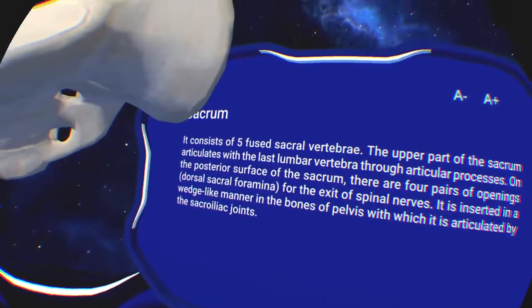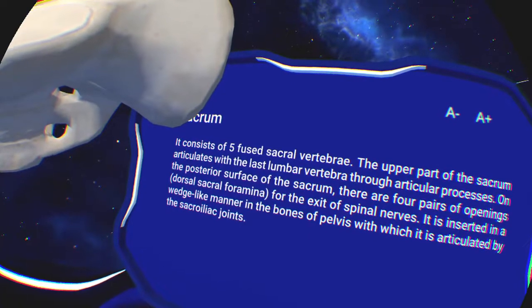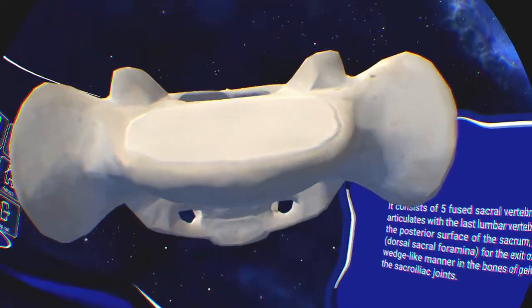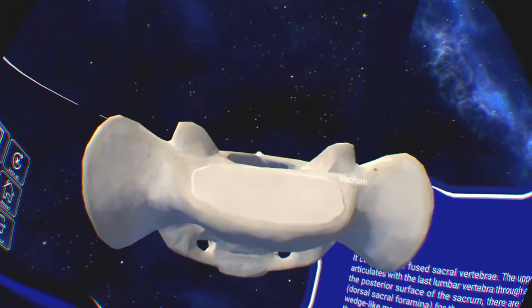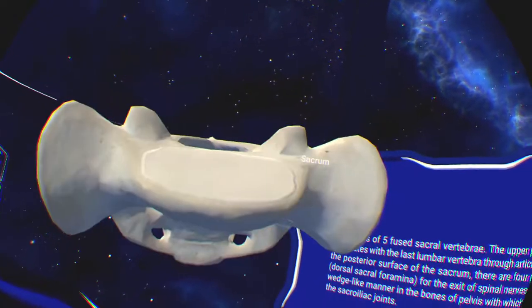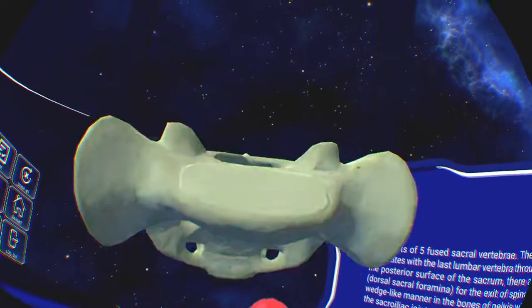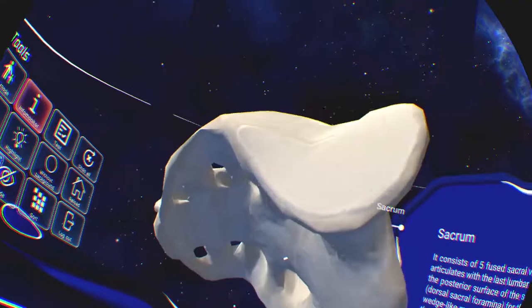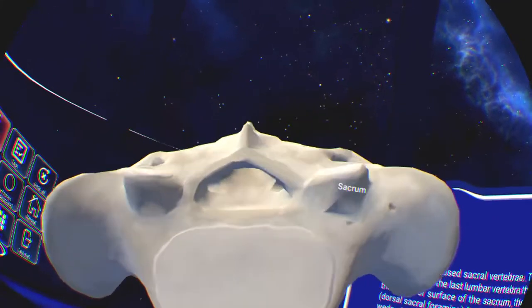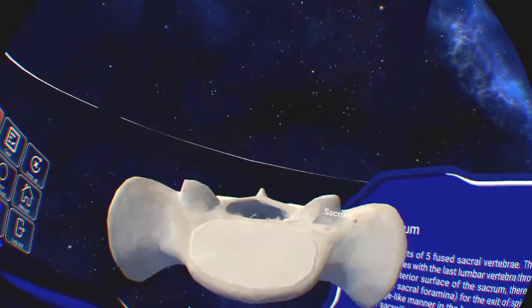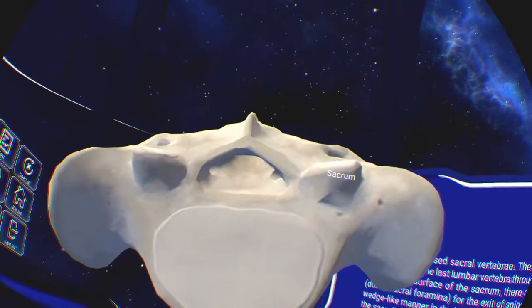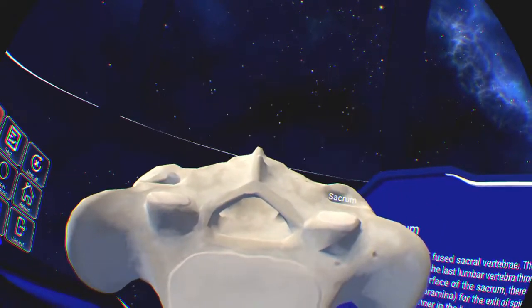All right. It consists of five fused sacral vertebrae, this section here. Is it big enough for you guys to draw? Is this a good angle? Yeah. Okay. Do you want me to turn it some kind of way, Aaron? Like this? No, up. No, down. Like that. Yeah. Okay.